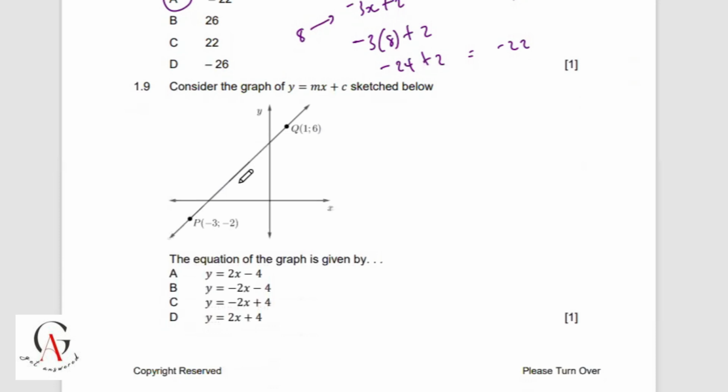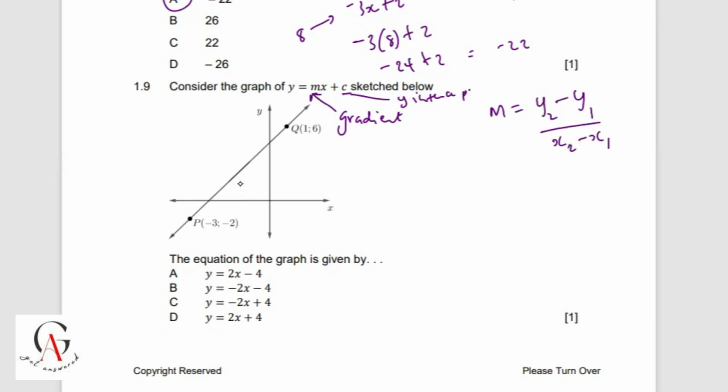1.9. Consider the graph y is equal to mx plus c. So this is a straight line, but we know that this m represents the gradient, and then this c represents the y-intercept. So since we're dealing with just any two isolated points, we start by getting the gradient, which is change in y over change in x.